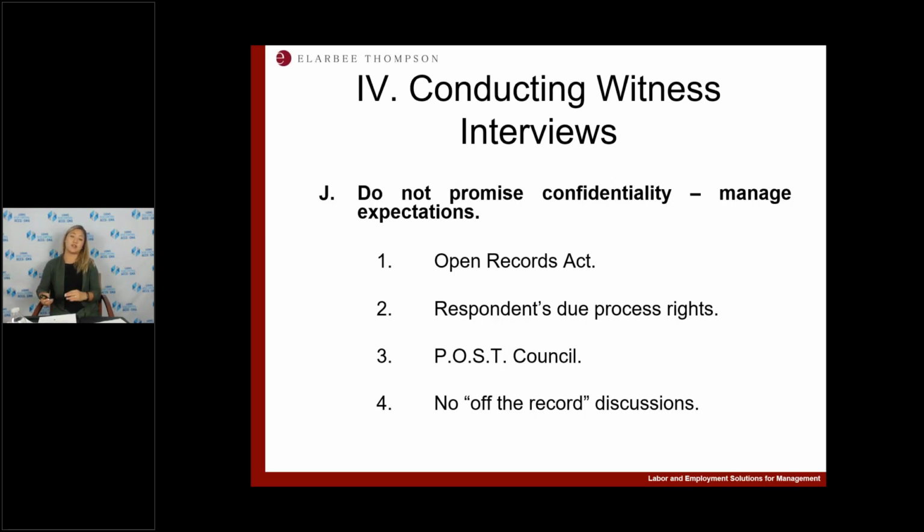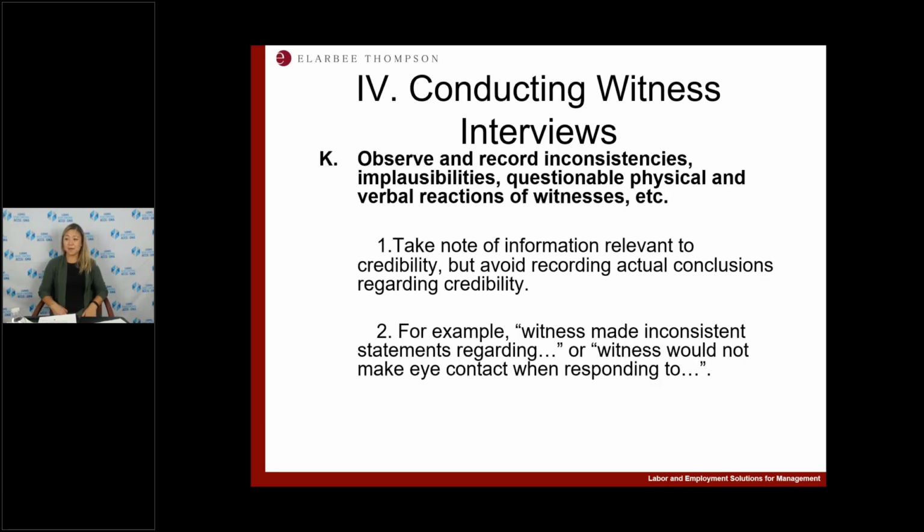You can say, "We're trying to keep this on a need-to-know basis." Certainly, and there are later slides about this, you want to be discreet in your investigation, but promising 100% confidentiality is a no-no. And then with your notes, when you're conducting interviews, take note of not just what is said, but how the employee or the witness is acting.